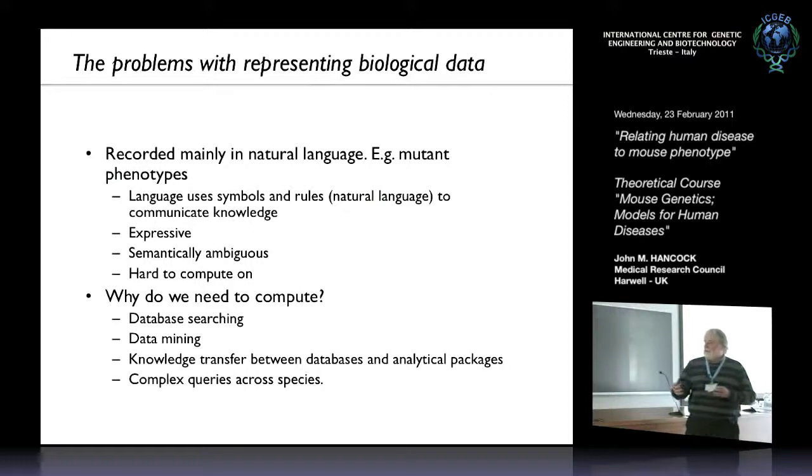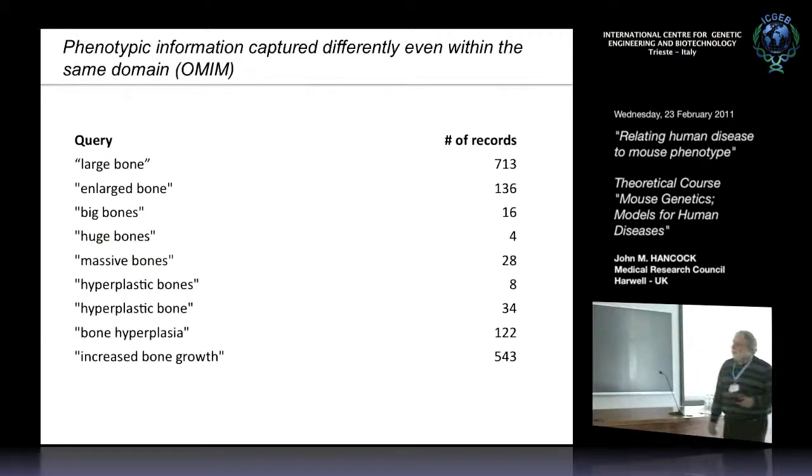And so if you want then to take text and transfer it between databases or put it into software, or compare between species, it's very difficult to use a human language. So we need to have a computing language that can represent that information in a way that computers can use. And here's an example of the ambiguity. So this is one example of ambiguity. So this is in OMIM.